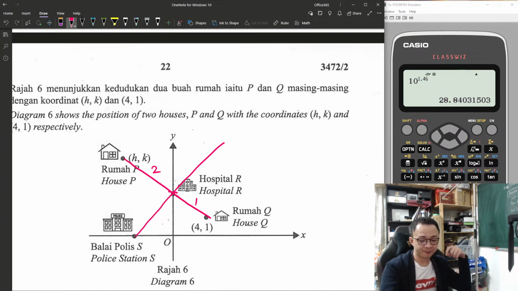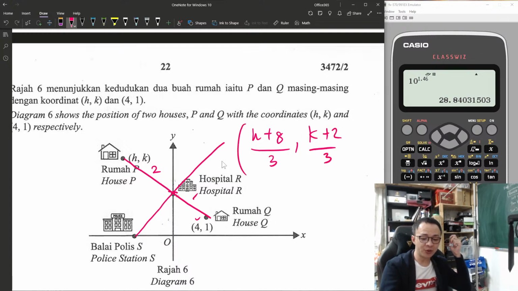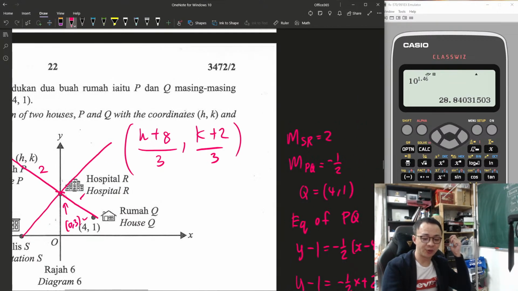Alright, so you should know the formula, right? So I will say 1 multiply the h is 1h plus 2 multiply the 4 is 8, divided by total ratio 2 plus 1, which is 3, comma. Do the same thing for y. So 1 multiply k is k, 2 multiply 1 is 2, divided by total ratio, will equal the middle point. Middle point, just now I said this point is (0, 3), right? So it equals (0, 3).